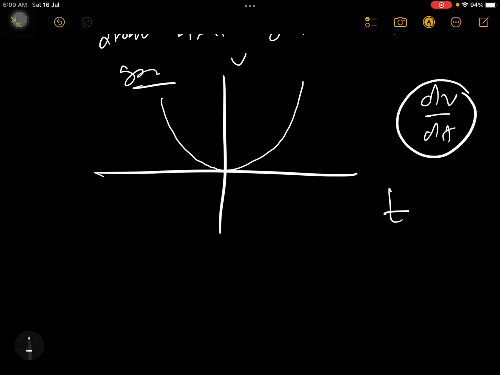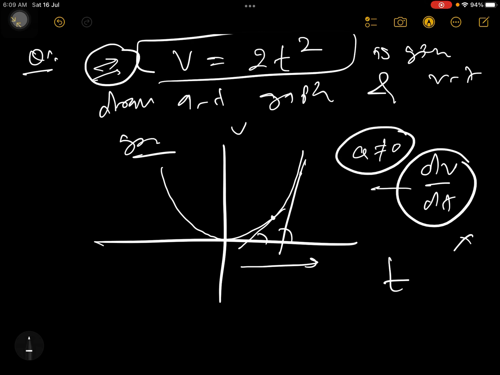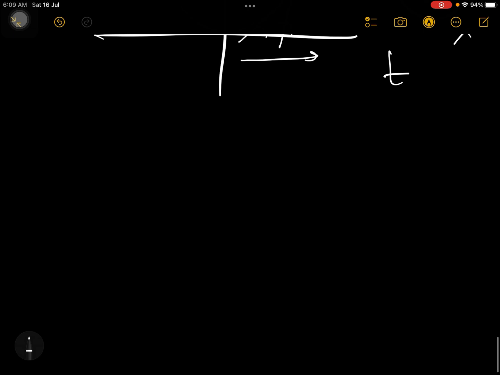So is the slope constant or not? Actually the slope itself is not constant. Why? Because you have power 2 here. So at this point draw the slope, at this point draw the slope. When time is increasing, your slope angle is increasing. Of course it is not constant with time. Slope is not constant means which property is not constant? It means acceleration is not constant.